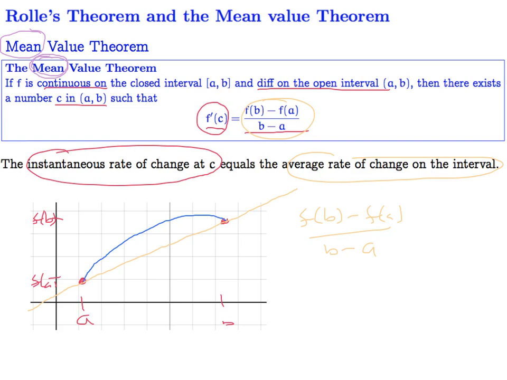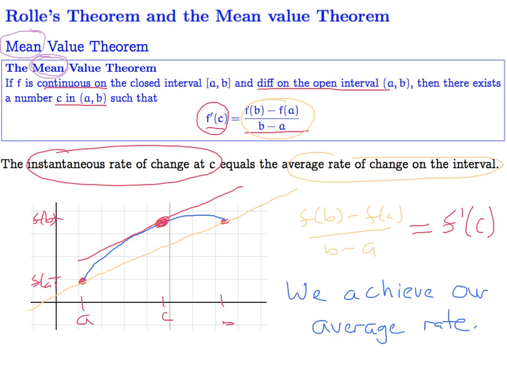And what the mean value theorem is telling us is that there is going to be a point along this curve somewhere, call it c, that if we were to draw the tangent line at this point here, these two lines should be parallel. That is, the slope of the secant line, the average slope, should be the same as the slope of some line at some point. So we have to achieve our average value. So the mean value theorem tells us we achieve our average rate.